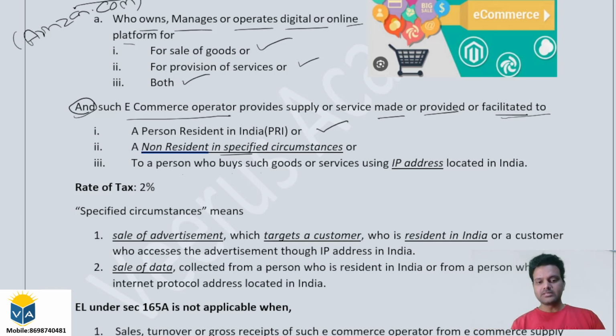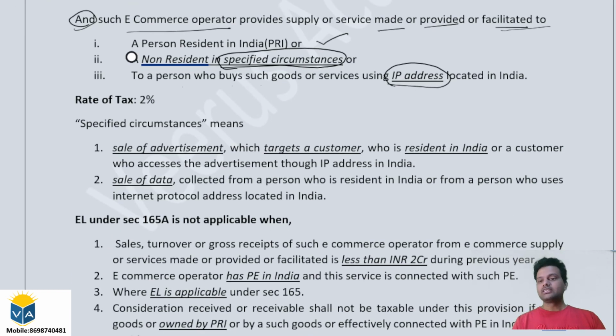Second, a non-resident in specified circumstances. What are the specified circumstances? I'm going to cover that. Similarly, third, a person who buys such goods or services using an IP address located in India. This is a very interesting one and a very strange one also. So I'm going to cover this as well. Okay. Now, what is the rate of tax? The rate of tax for these transactions is 2%.